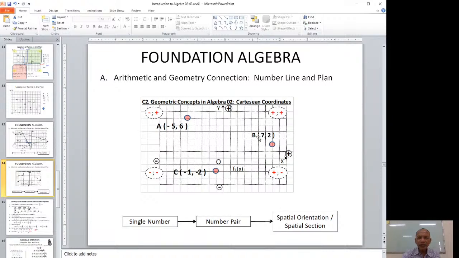X for B equals 7, y equals 2. You count it, 1.